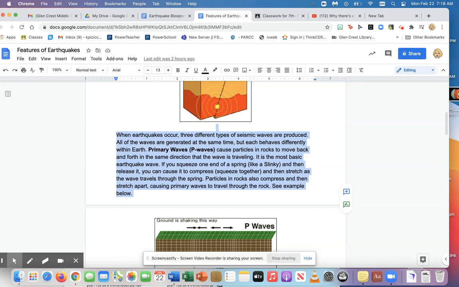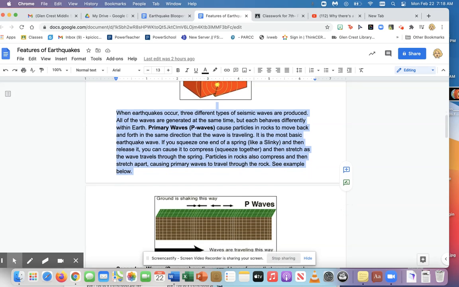Primary waves, or what we call P waves, cause particles and rocks to move back and forth in the same direction that the wave is traveling. It is the most basic earthquake wave. If you squeeze one end of a spring or something like a slinky and then release it, you can cause it to compress, which means to squeeze together, and then stretch as the wave travels through the spring. Particles and rocks also compress and then stretch apart, causing primary waves to travel through the rock.